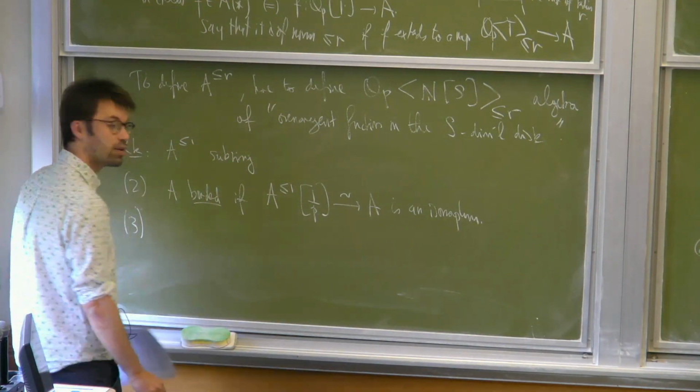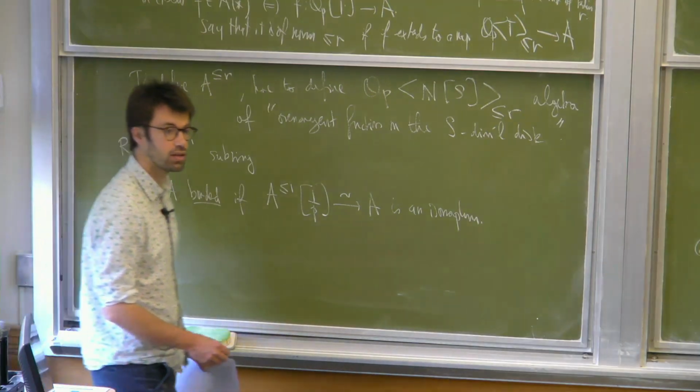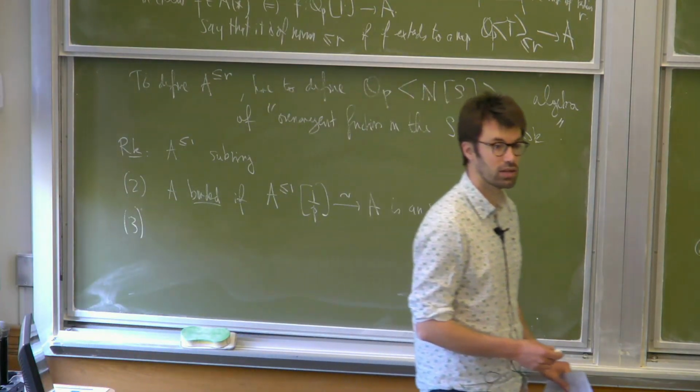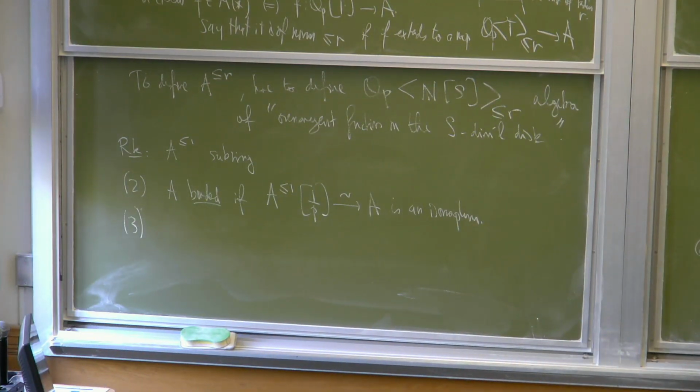So if you take an element bounded by R and you multiply by the right power of P, do you always shift it to be less or equal to 1? Yeah, that's correct, yes.